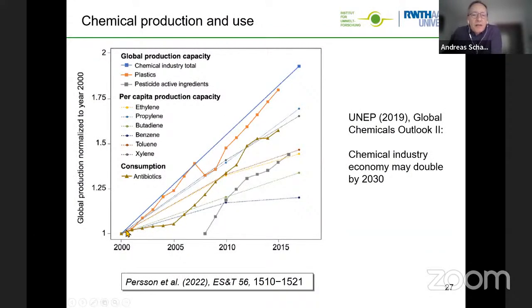Production of chemicals is ever increasing. You see here in this publication by Person et al. that for most pesticides cited here, including, of course, pesticides themselves, but others as well, production is increasing. And in the UNEP report on Global Chemicals Outlook 2, I saw the sentence that the chemical industry economy may double by 2030. So this trend is going on.